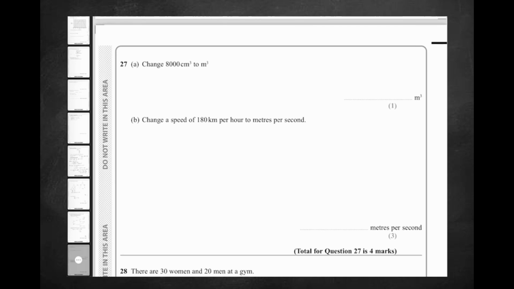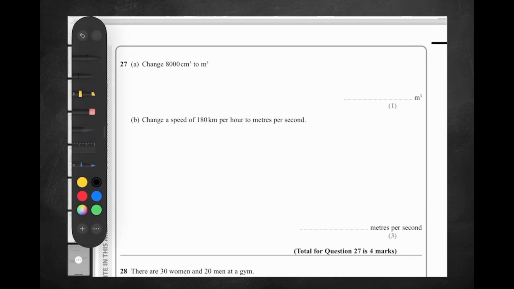Question 27. Change 8,000 centimeters cubed to meters cubed. For 1 mark, that's actually a bit more complicated than it looks. So if we had a cube that was 100 centimeters in length, and then, I've drawn this very badly as usual, 100 centimeters high and 100 centimeters deep. This would be the same as a cube that has 1 meter each way.